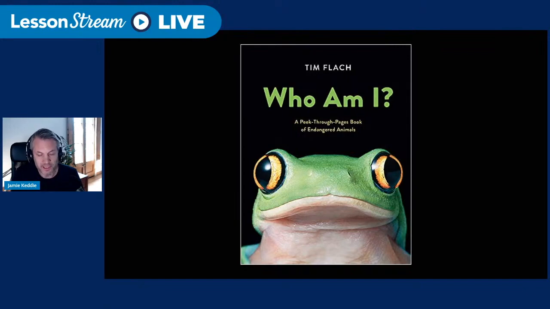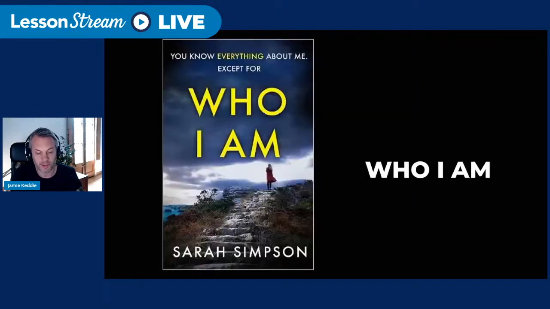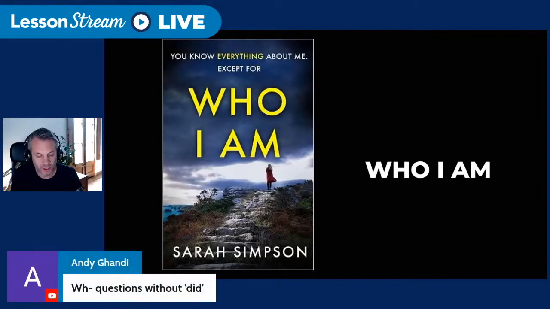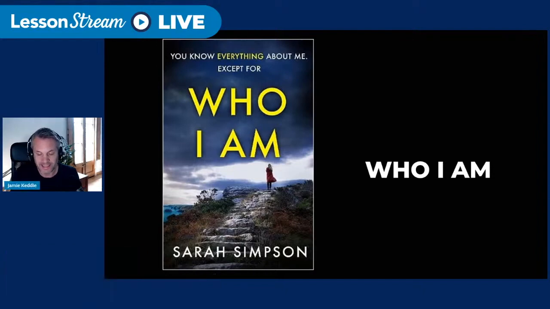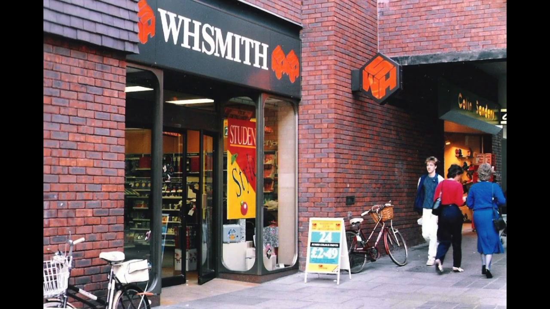However, there is another type of structure here illustrated by this book, which is who I am. Now, Andy said WH questions without did, and we're kind of getting there without a subject. These are what we refer to as WH clauses. WH clauses, not to be confused with W.H. Auden, who was a poet, or W.H. Smith, which is a stationery chain in the UK.